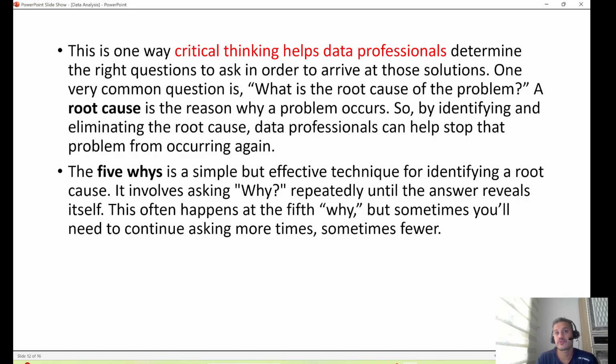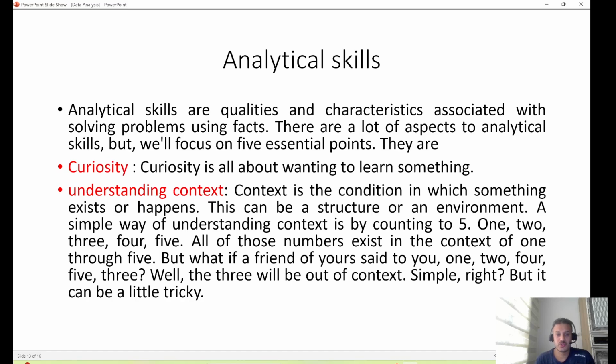The root cause is why the problem happened, and one of the most important techniques you should use is called the five whys. You identify the root cause by asking why multiple times. Why did this problem happen? Because of something. Okay, why did that happen? Because of something else. Until you find the root cause of the problem, and then you try to solve it. This is how you think analytically and try to solve problems.